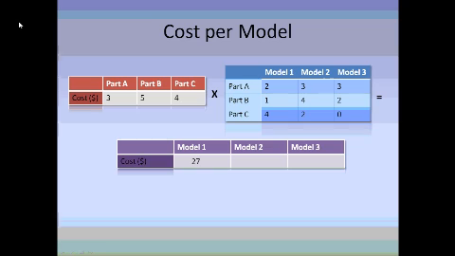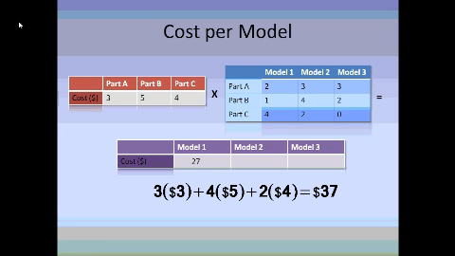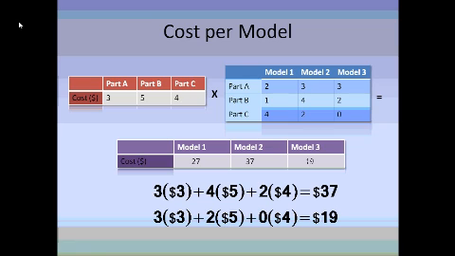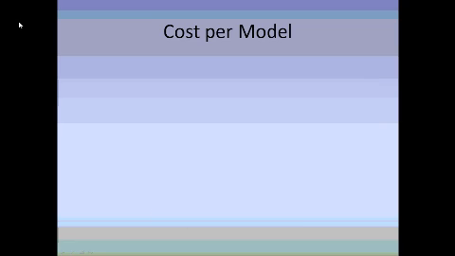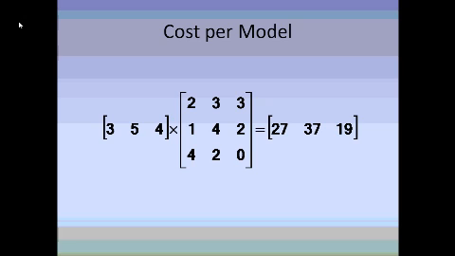To find the cost of model 2, we multiply the cost of each part by the number of parts we need and add them all together to get $37. We then do the same thing for model 3 to get $19. Here is what it would look like if we were to represent what we just did in the usual matrix format.